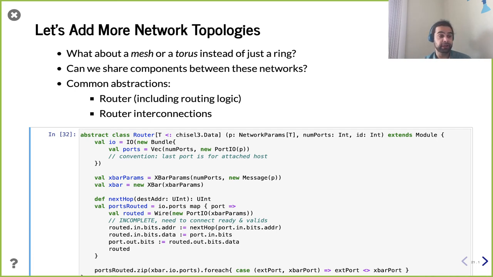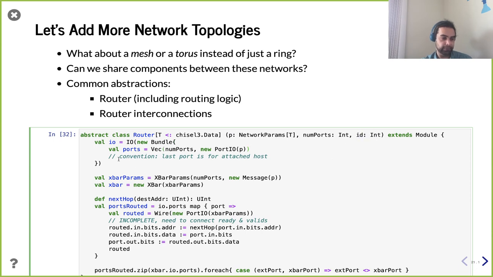And so we also look for opportunities to share things between these components. And as I said before, we think about a router internally, sorry, a network in general first. Within a network in general, we're talking about some abstractions: there's a router and how the routers are connected. So I'll tie that up. What if I define a router and then make this an abstract class? It's going to have some ports on the router, take in the network parameters, and have a unique ID for this router.